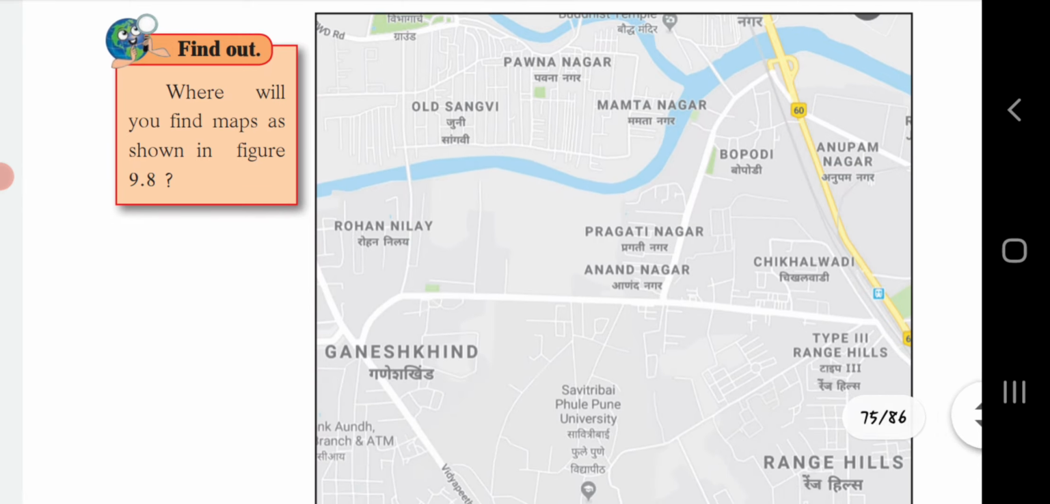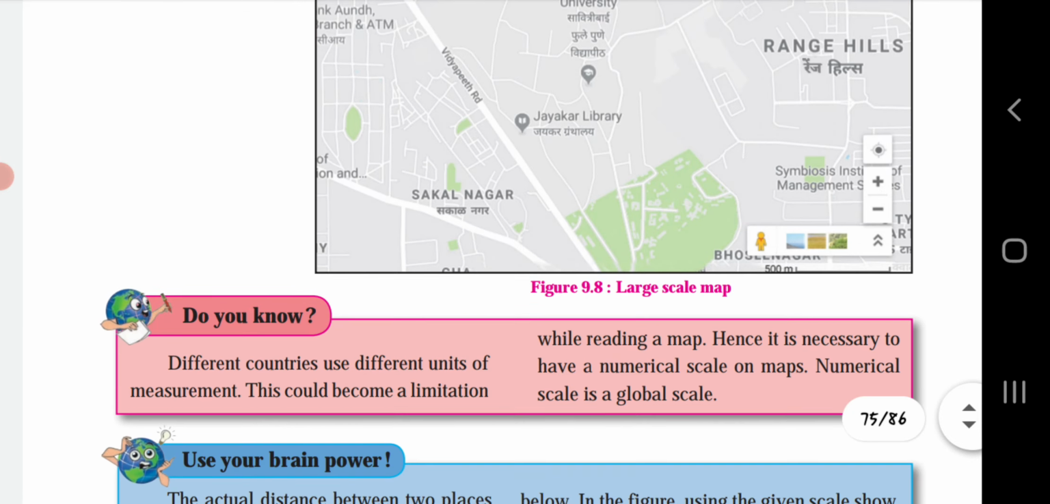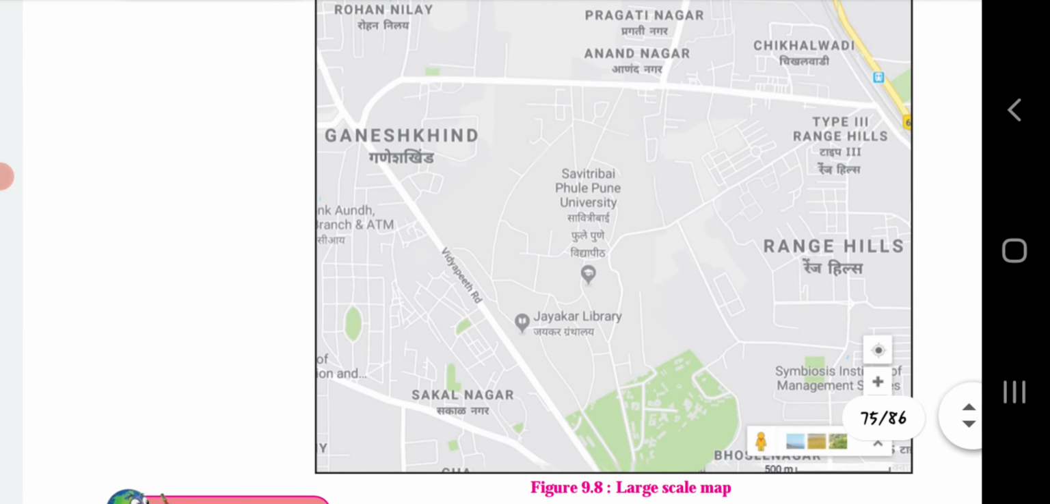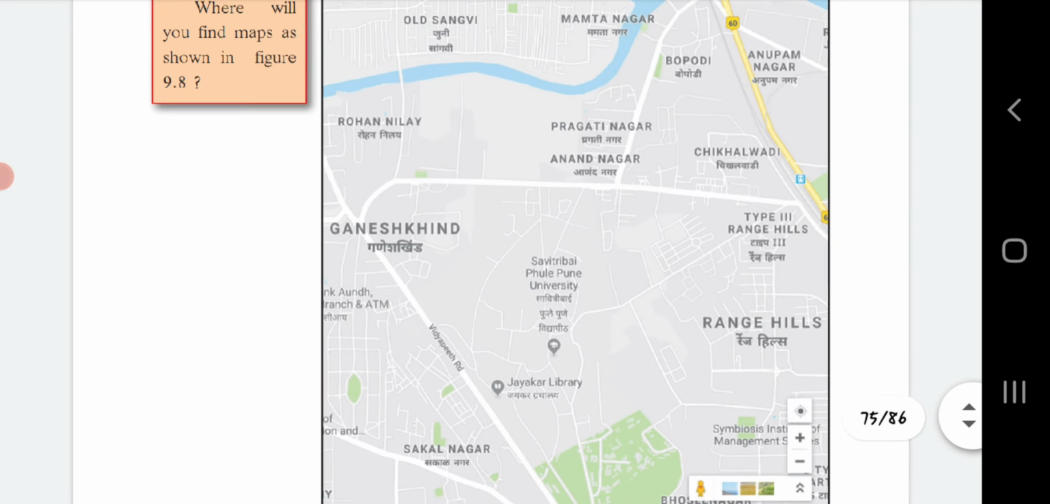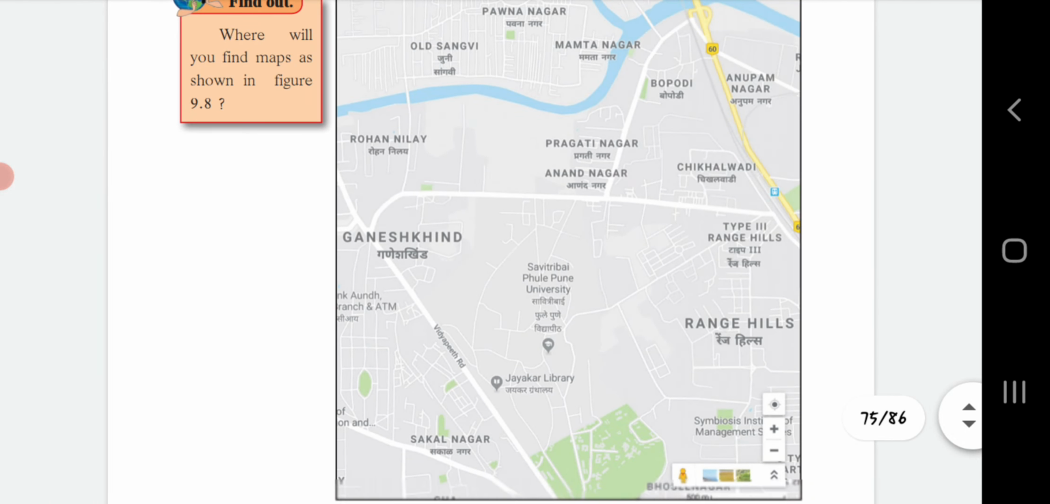Find out where you will find maps as shown in figure 9.8. Large scale map. Maybe you have seen this on your mobile phone. The maps as shown in the given figure are seen in Google Maps through the use of the internet on our mobile phones.